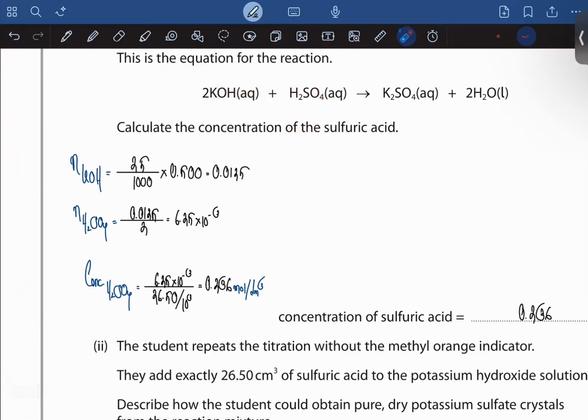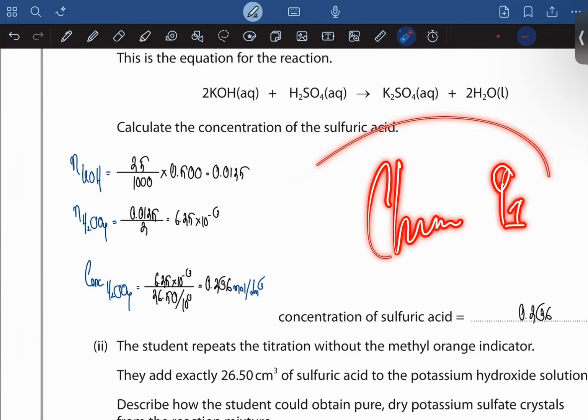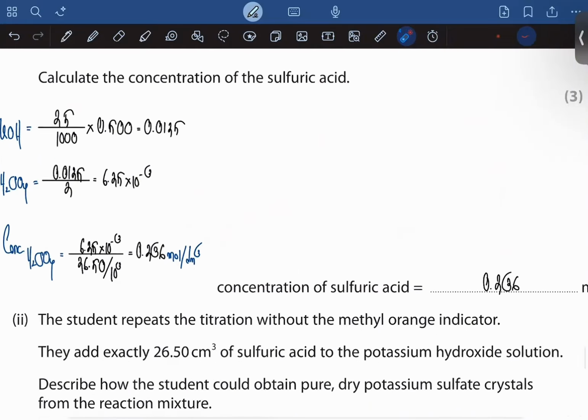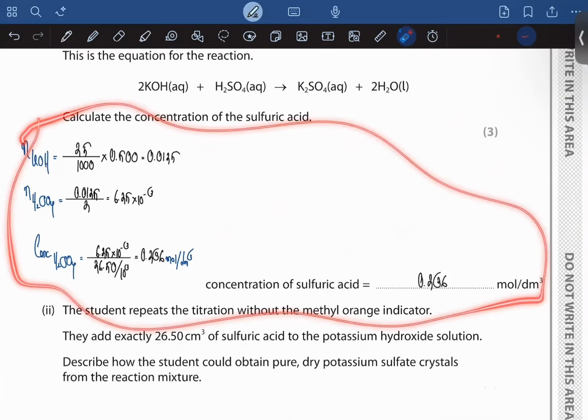If you are unsure how I am deducing these ratios and so on, you could check our videos on chemistry P1, where I have explained these things in great detail. Okay, so moving on. This is how the working should look.